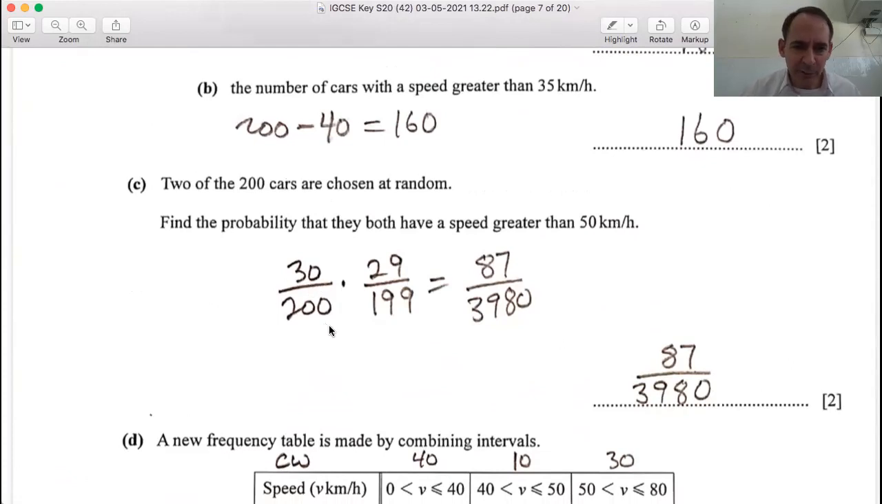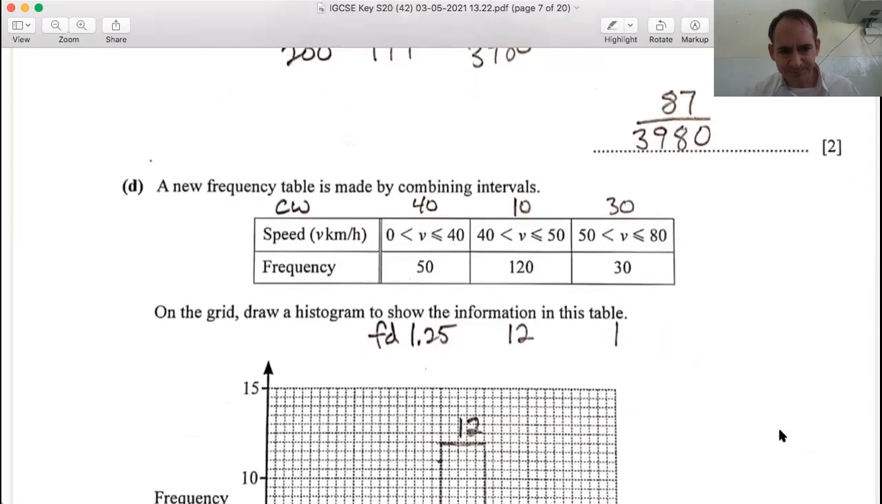Now you've already removed that car. So now there's only 29 cars that have a speed greater than 50 and a total of 199 cars. So that represents your second car chosen at random, and you multiply those together and you get 87 out of 3,980. That is your probability that both of the cars that you choose out of the 200 have a speed greater than 50 kilometers per hour.